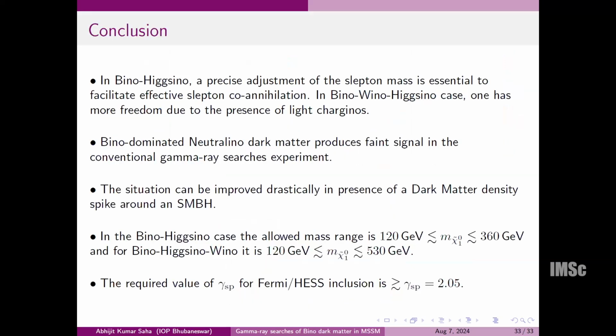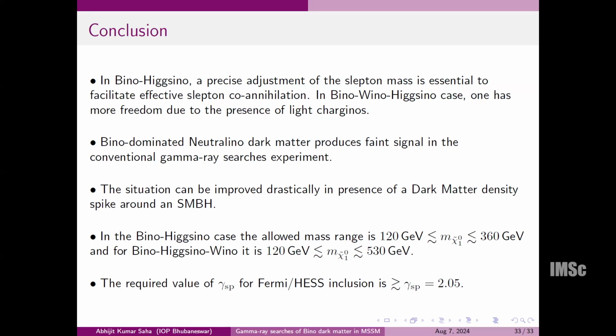Finally, I'm concluding. In Bino-slepton, a precise adjustment of the lepton mass is essential to facilitate effective lepton coannihilation. In the Bino-Higgsino case, one has more freedom due to the presence of light charginos. In a conventional galactic halo, Bino-dominated neutralino dark matter produces a faint signal. The situation can be improved drastically in the presence of a dark matter density spike around an intermediate mass black hole. In the Bino-slepton case, after accommodating all the constraints, the allowed mass range is 120 to 360 GeV.